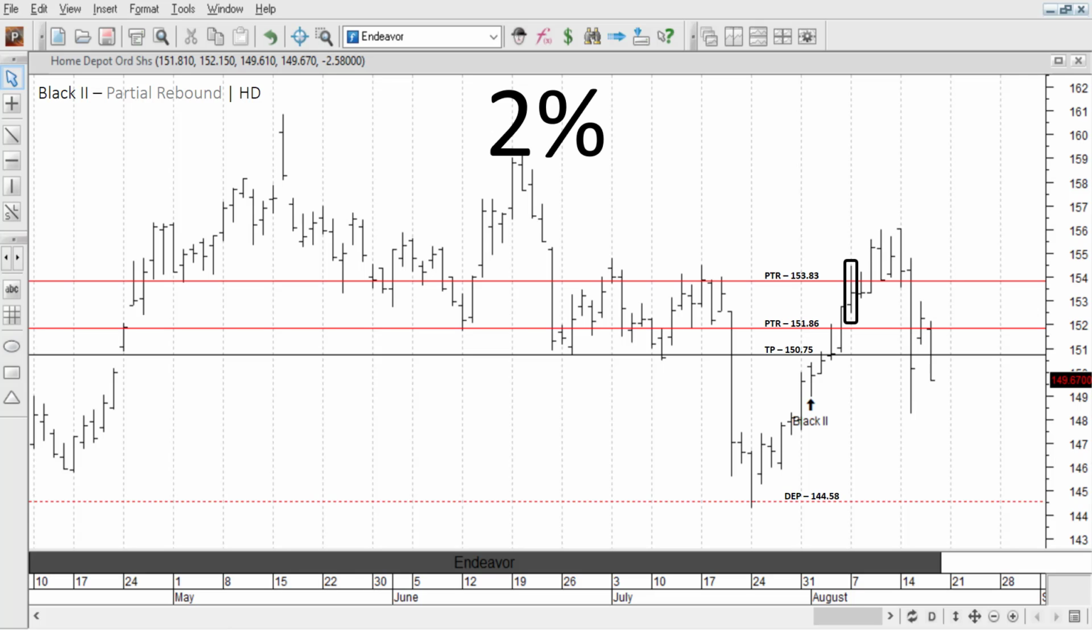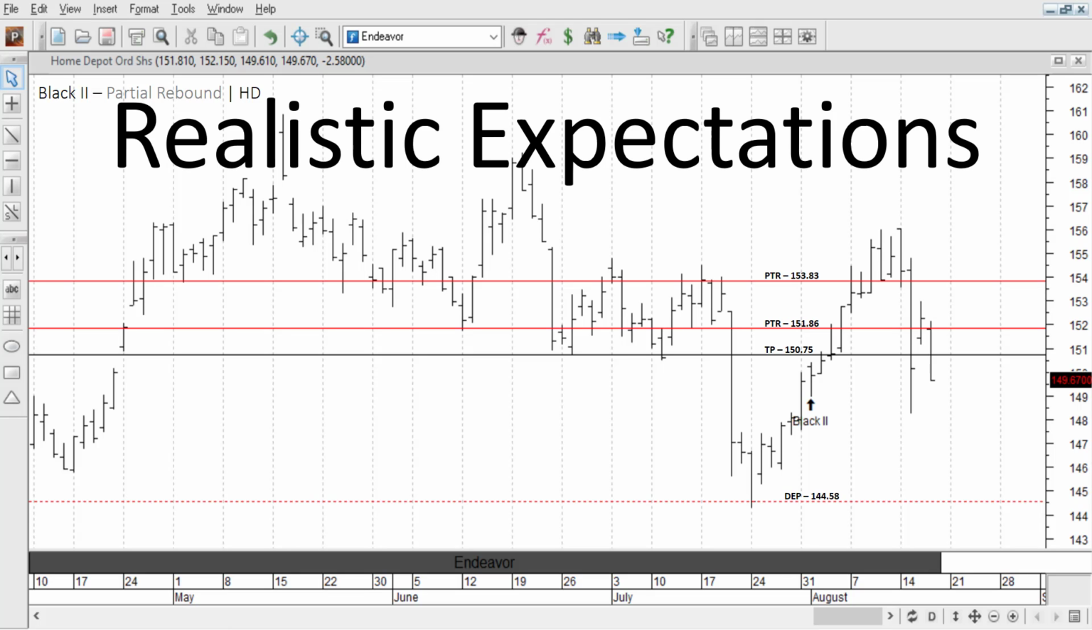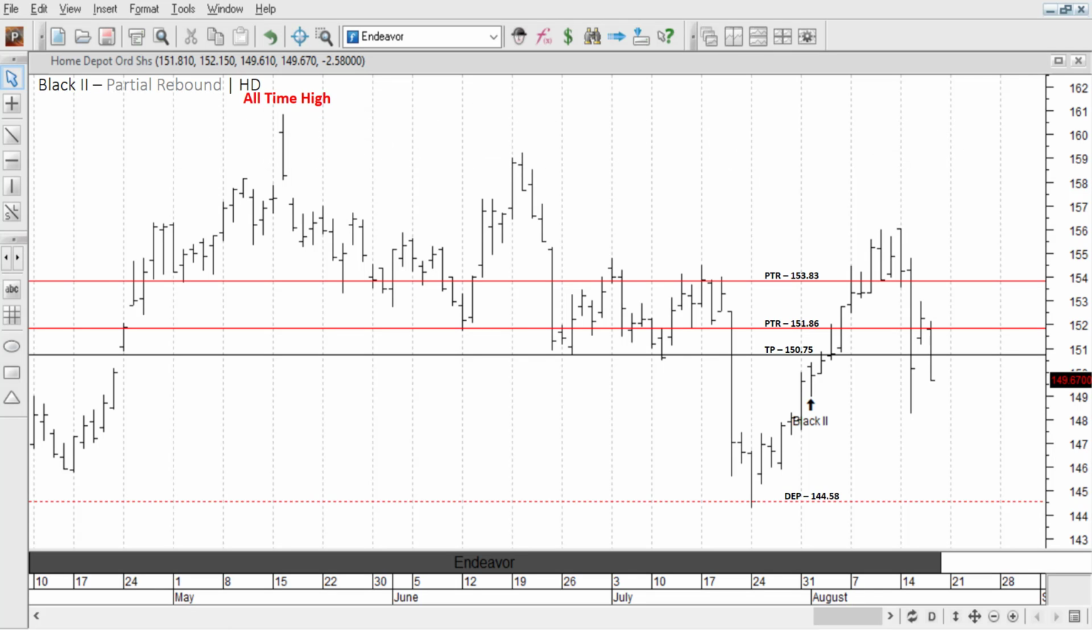So what's the moral of this story? It's simple. Although the Black 2 signal doesn't predict huge profits, it will help set realistic expectations. Because regardless of how high you think price will move, we know that it's not going to move up to the all-time high or even the most recent high. It's only going to move up to our projected target range before consolidating and, in this case, ultimately, falling all the way back down. However, the good news is, by the time this happens, you've already taken your money. So you're watching from the sidelines and laughing all the way to the bank.